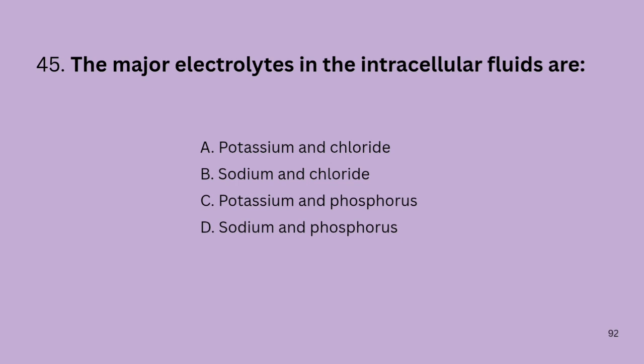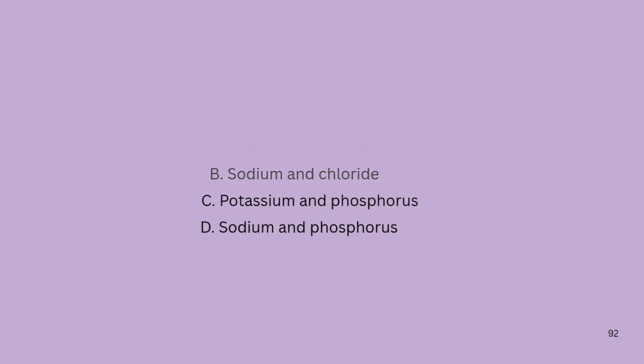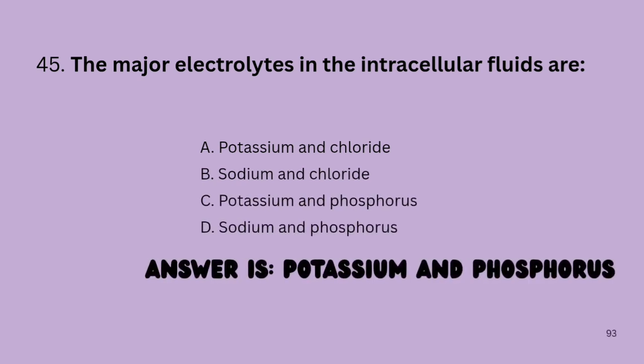Number 45. The major electrolytes in the intracellular fluid are: potassium and chloride, sodium and chloride, potassium and phosphorus, sodium and phosphorus. The correct answer is potassium and phosphorus.